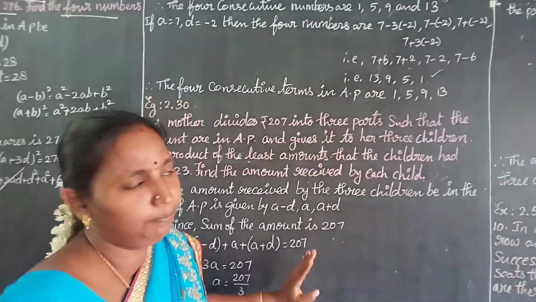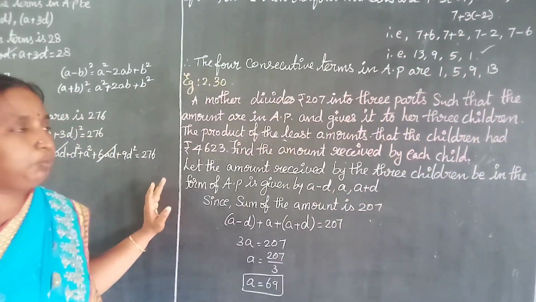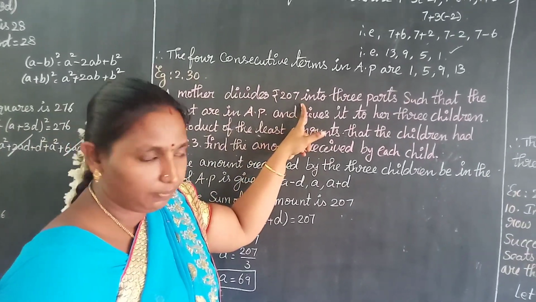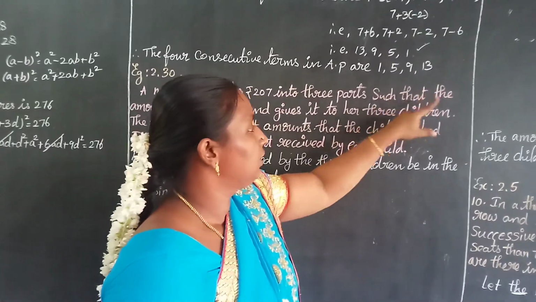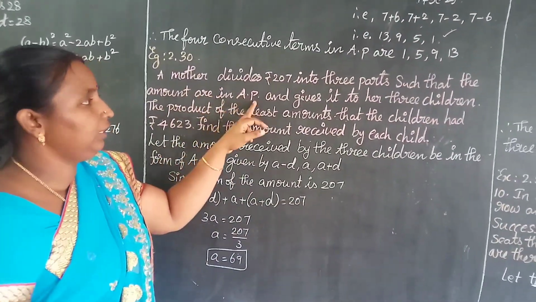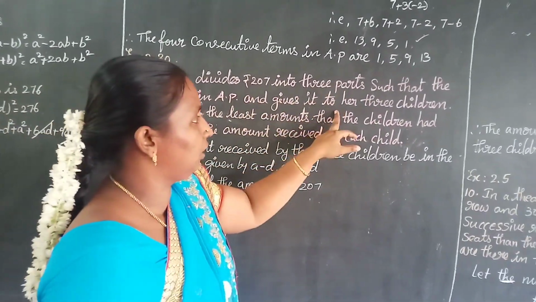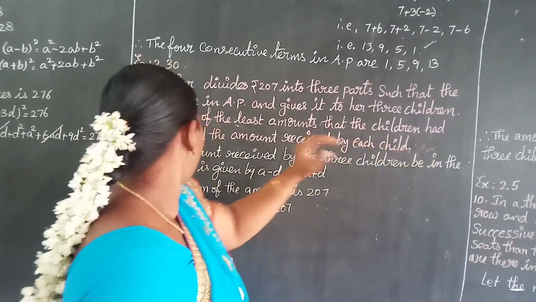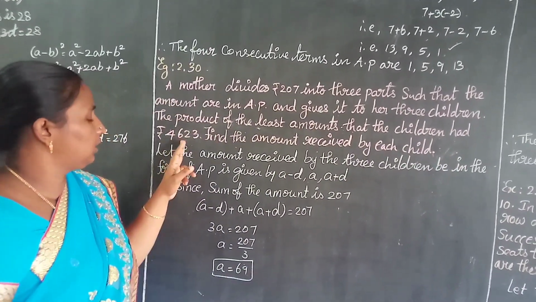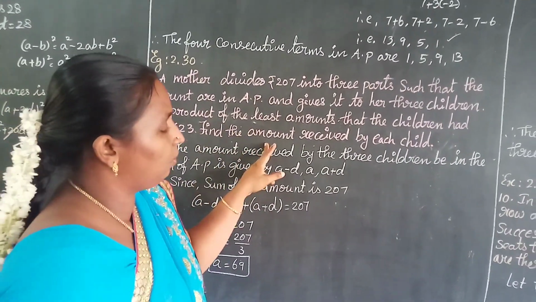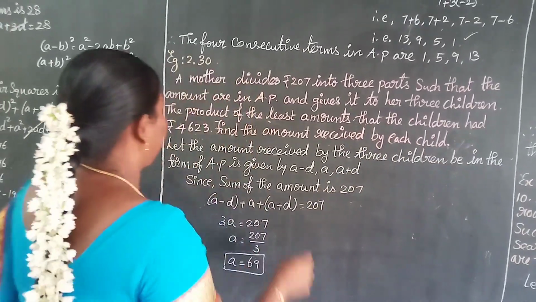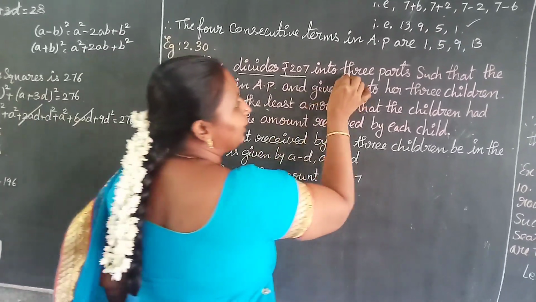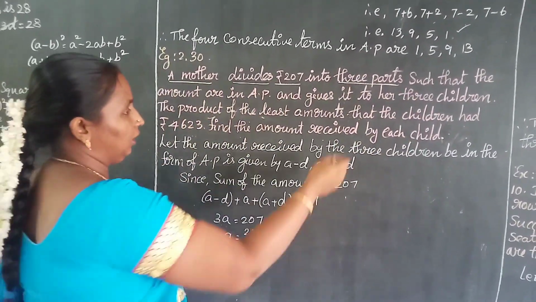So did you understand this sum? Next, move on to example 2.30. A mother divides rupees 207 into 3 parts such that the amounts are in AP and gives them to her 3 children. The product of the least two amounts that the children had is rupees 4,623. Find the amount received by each child. So there is one mother. She divides rupees 207 into 3 parts. Okay, how does she divide now?